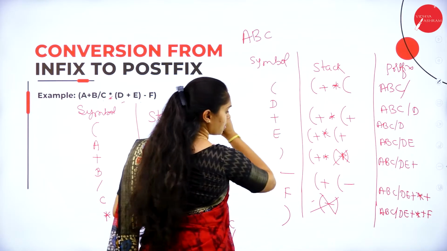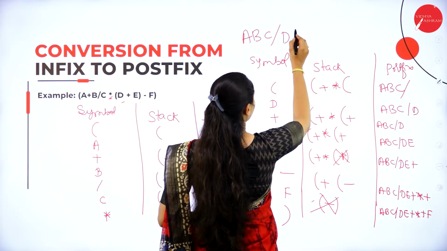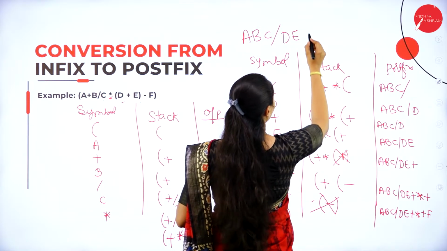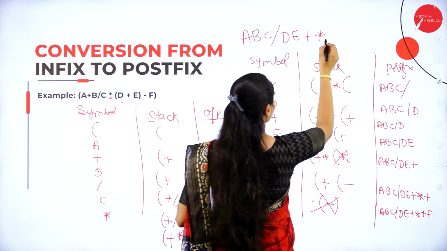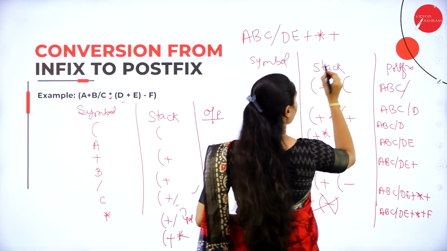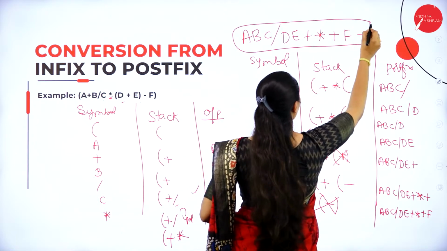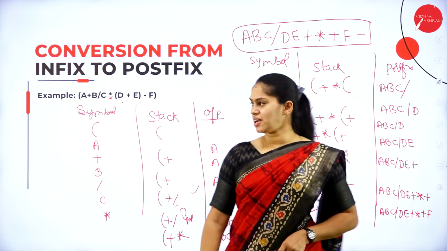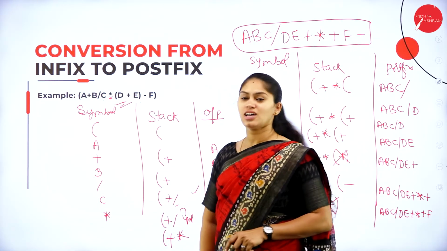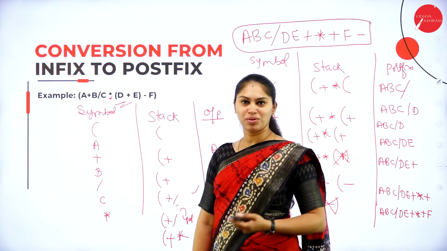A, B, C slash D, E, then plus asterisk symbol plus F minus. This is the converted postfix expression for the given infix input. This is how we are going to convert. I hope you all understood.